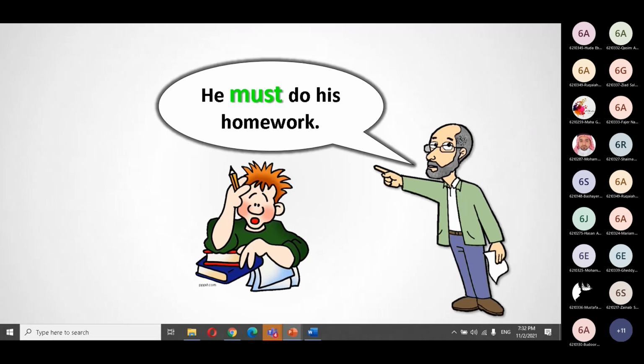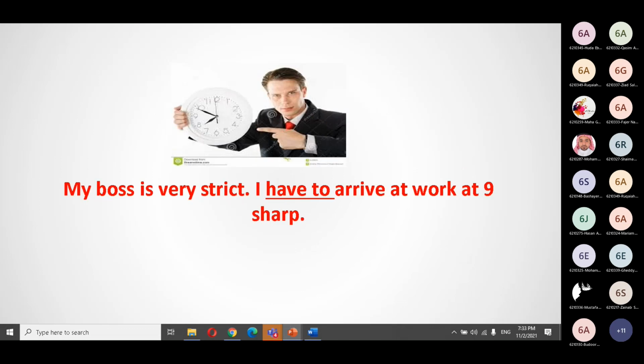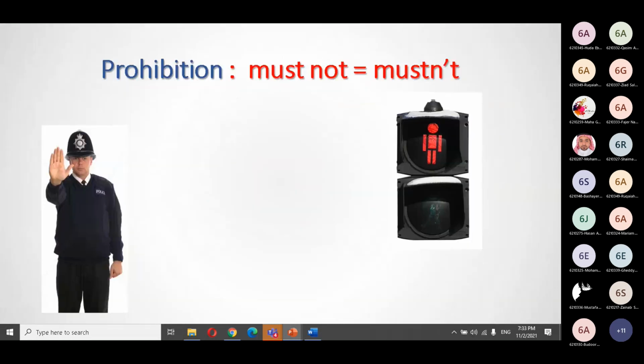Here, the teacher to the student, he must do his homework. Something, it is necessary. Someone says my boss is very strict, يعني رئيسي بالعمل صارم شديد. أنا مجبر. I have to arrive at work at 9 sharp. Exactly at 9. I have to. مجبر.